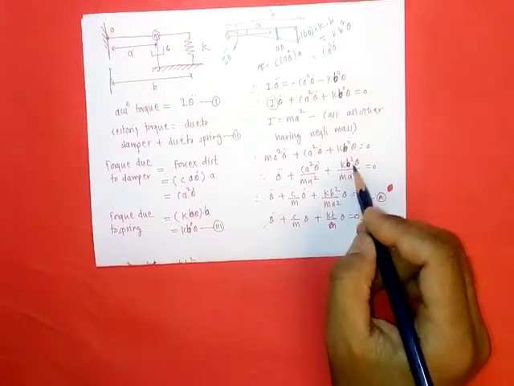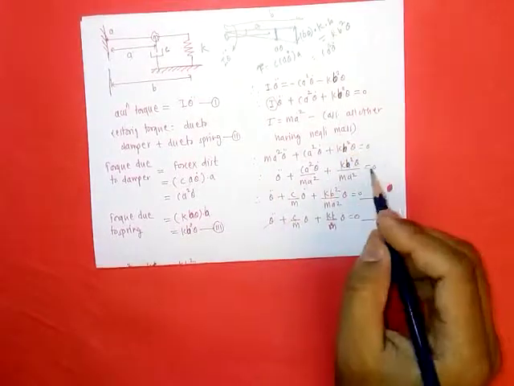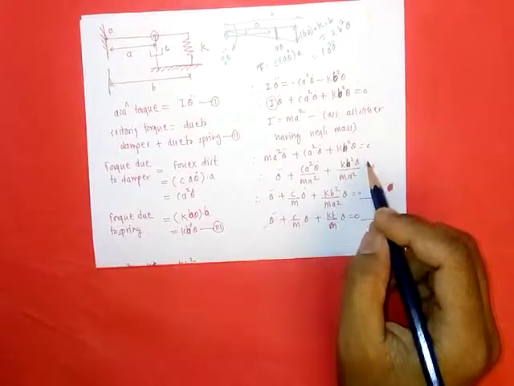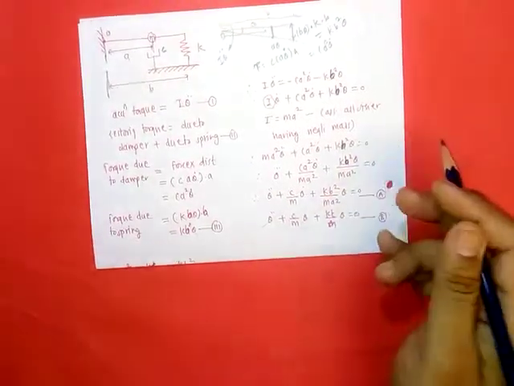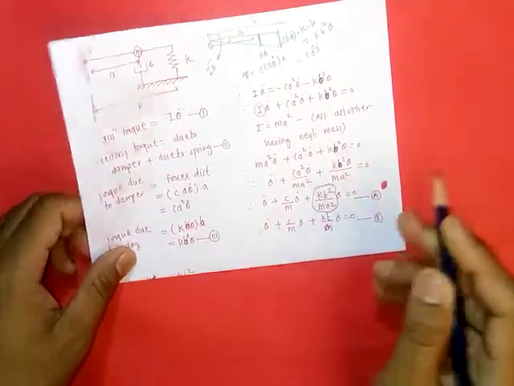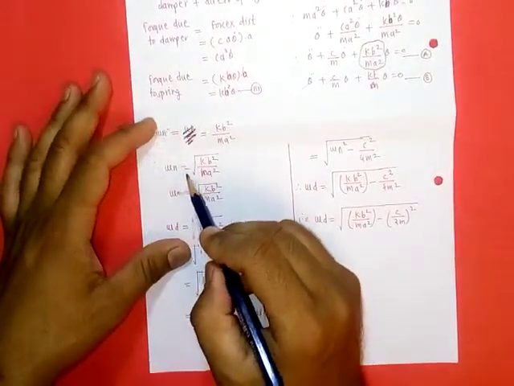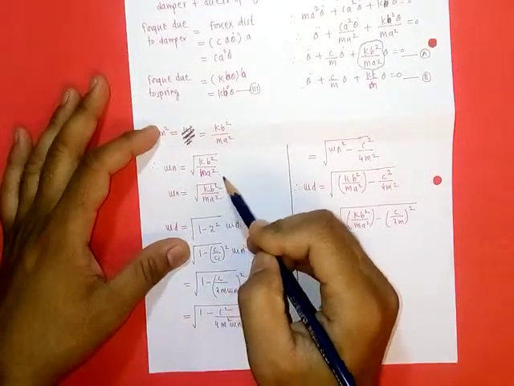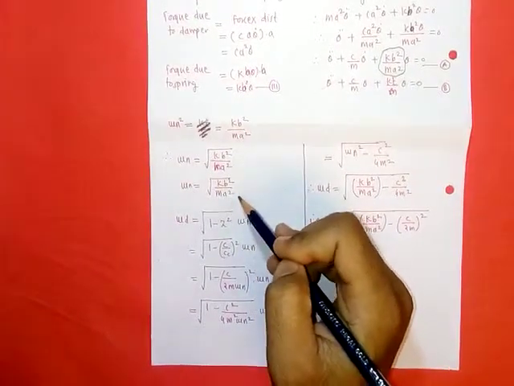Now we know that in the differential equation for damped systems, the coefficient multiplied to theta or x is nothing but omega n square, the natural frequency square. So this value will be equal to natural frequency square, so omega n is equal to under root kb square upon ma square.